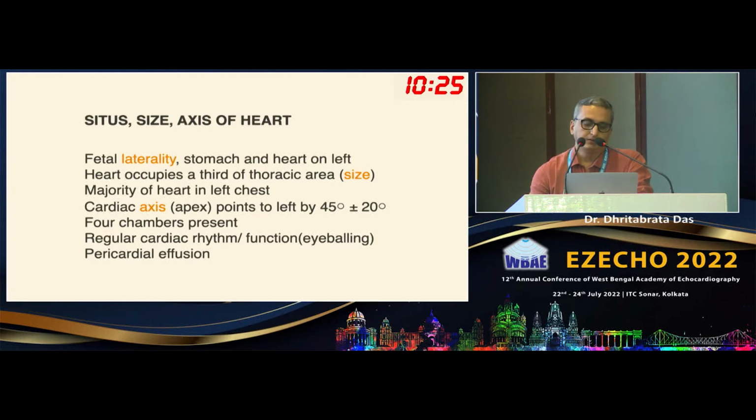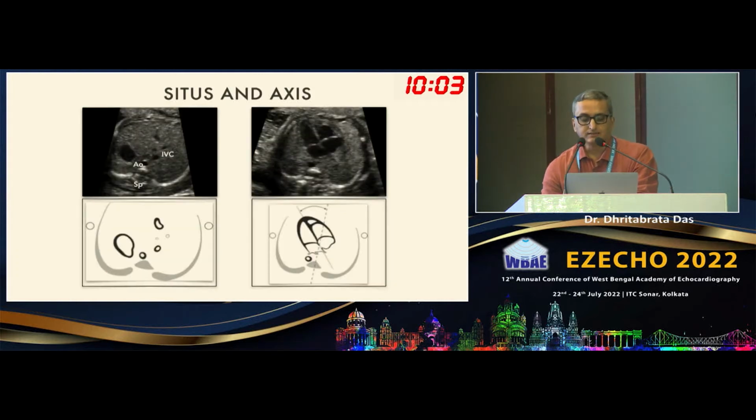Majority of the heart should be on the left side of the chest, and the cardiac apex should be pointing approximately around 45 degrees. You should ensure that all the four chambers are present, and the cardiac rhythm and function, you should eyeball that those look normal. And if there is any pericardial effusion, you will be able to find out in the 4-chamber view. So this is the situs and axis, how to determine. If you get a cross-sectional view of the abdomen, the stomach will be on the left side, and if you find the relative position of the aorta and IVC, you can confirm that it is situs solitus.